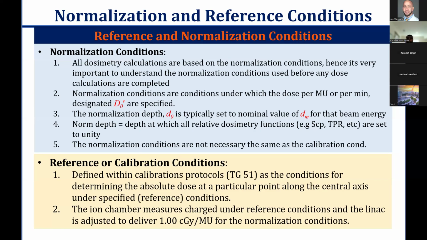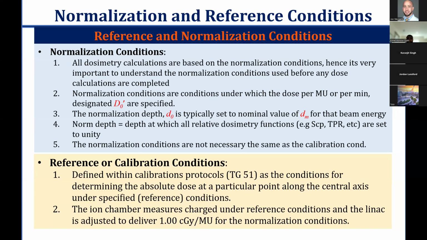Keep that in mind. The normalization depth is typically set to Dmax. In all the clinics that I've practiced in, the normalization depth is set at Dmax, even though TG71 recommends that we keep the normalization depth at 10 cm, because the reference condition per TG51 is set to 10 cm, to keep consistency. When we calibrate our machine, the reference depth is 10 cm for photons; the reference depth for electrons is defined by R50. Keep in mind that this is different from the normalization depth, which means we need to convert the dose at the reference depth to the dose at the normalization depth. We can do this through several methods, which I'm going to show you.